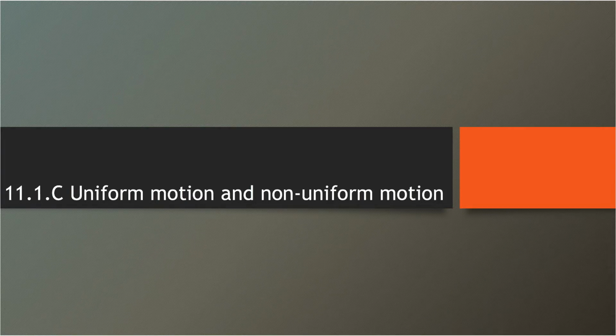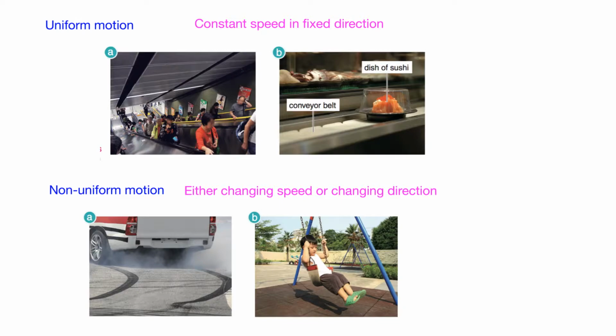In this video we're going to talk about uniform motion and non-uniform motion. Motion can be classified into uniform motion and non-uniform motion. Uniform motion means constant speed in a fixed direction. For example, in the MTR, all the escalators move in this direction at a constant speed.